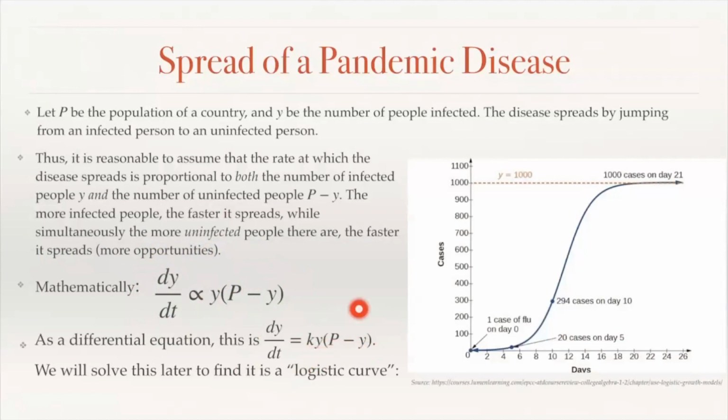And we'll solve this equation later, and we'll find that it's a logistic curve, as we call it. So the solution to this equation looks like this. This should make sense. In the beginning, you have a patient 0, and the disease spreads slowly. There are not very many infected people. And as there are more and more infected people, then the disease spreads faster and faster. But then, as the population runs out of uninfected people, the disease can't spread to very many remaining people. There are fewer opportunities for it to jump. So the rate of growth slows down and approaches infecting the whole population.